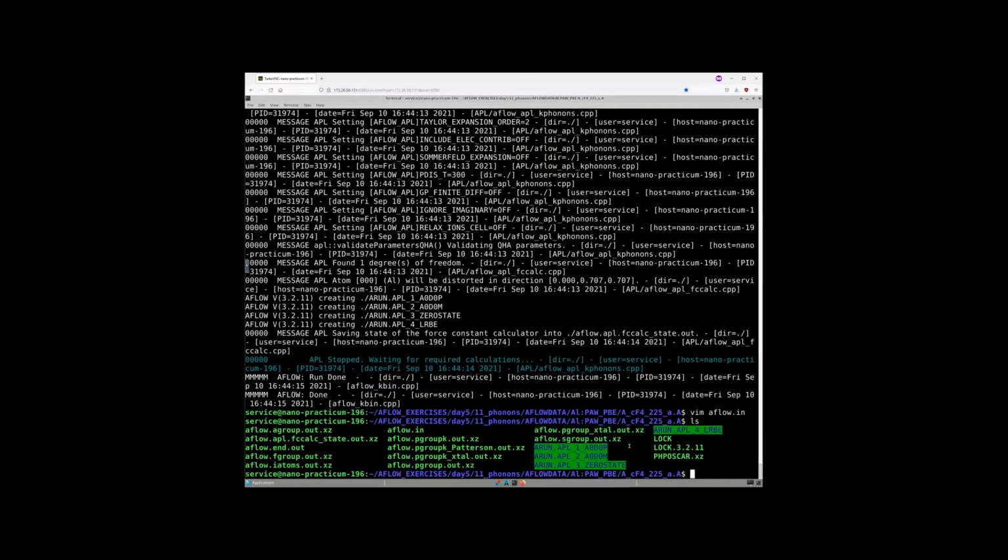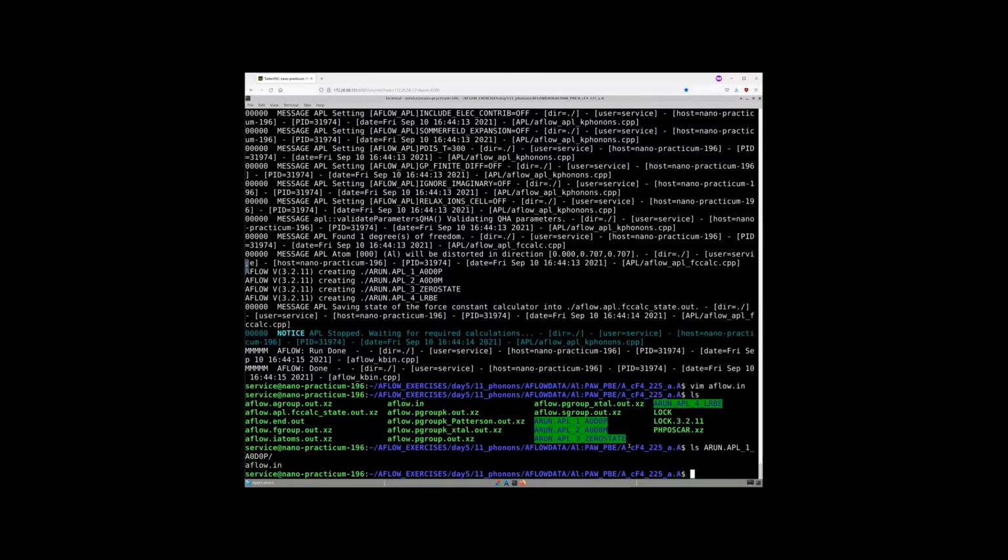So let's look at one, just the ARUN APL, this one here. It has an AFLOW.in file. These AFLOW.in files are static calculations that just measure the forces on this particular structure. So you need to run AFLOW, i.e. VASP, inside these subdirectories, and then afterwards you can run AFLOW again for post-processing. We'll get to that in a little bit.